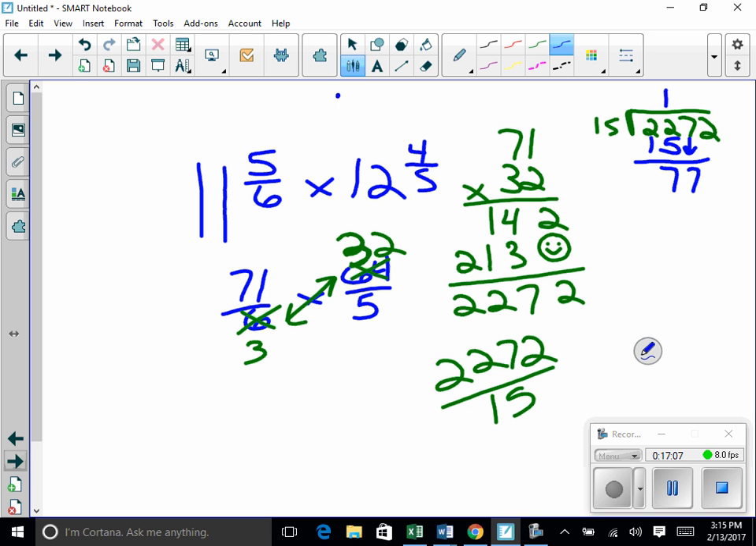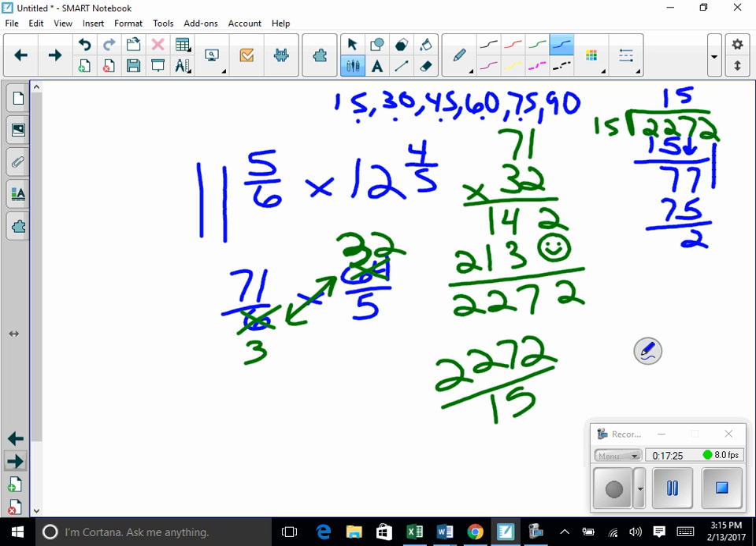All right, now 15s. I'm going to make my list. 15, 30, 45, 60, 75, 90. Okay, here we go. So we go 1, 2, 3, 4, 5 times right there. So 75. 15 goes in 1 time, and we have a remainder of 7. So what I'm going to do now is this equals this number up here, 151 and 7 over 15.